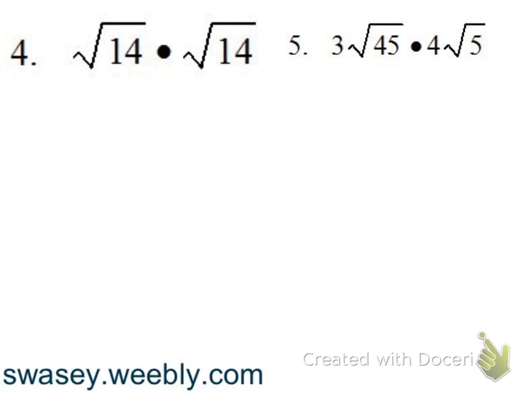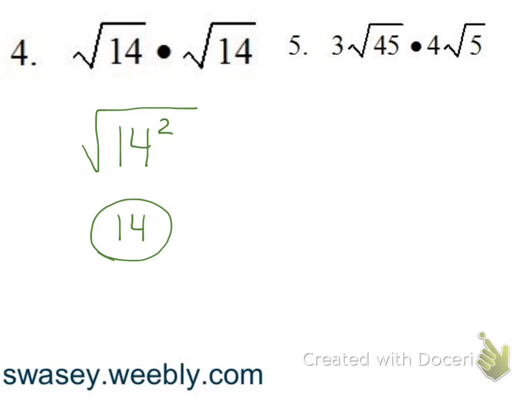On 14, we've got the square root of 14 times the square root of 14, so that's the square root of 14 squared. Square root and squared undo each other, get rid of each other, so we just get 14.